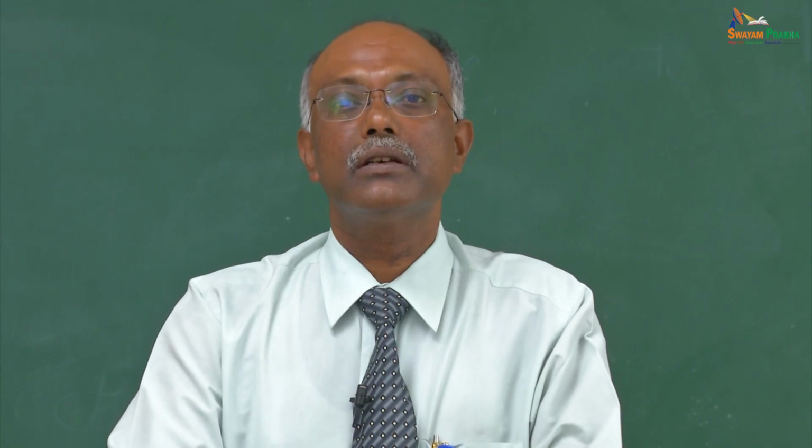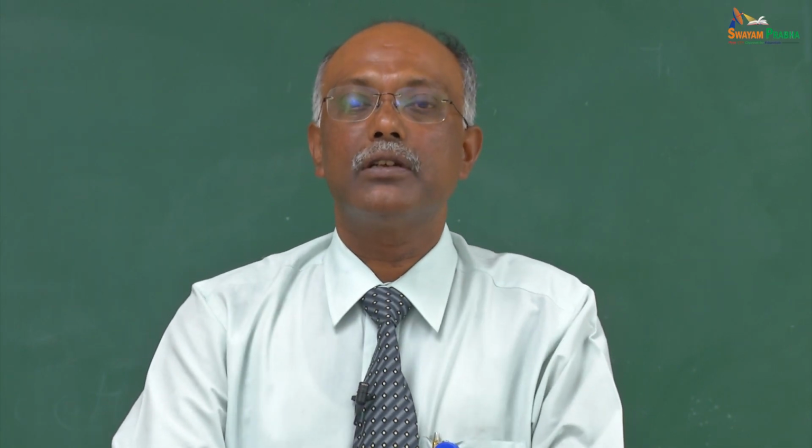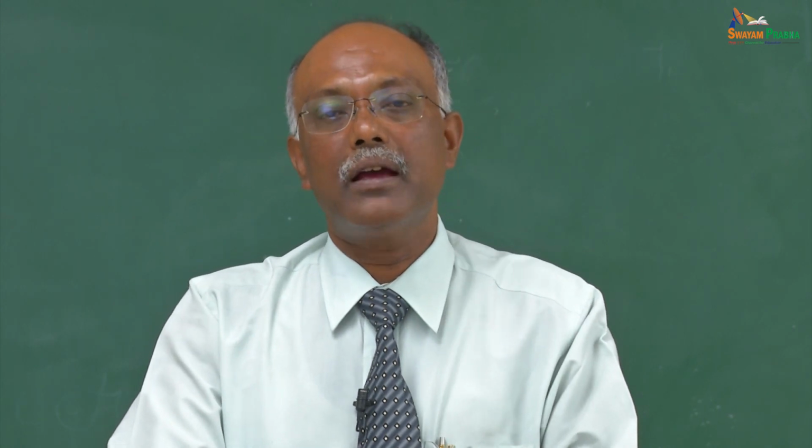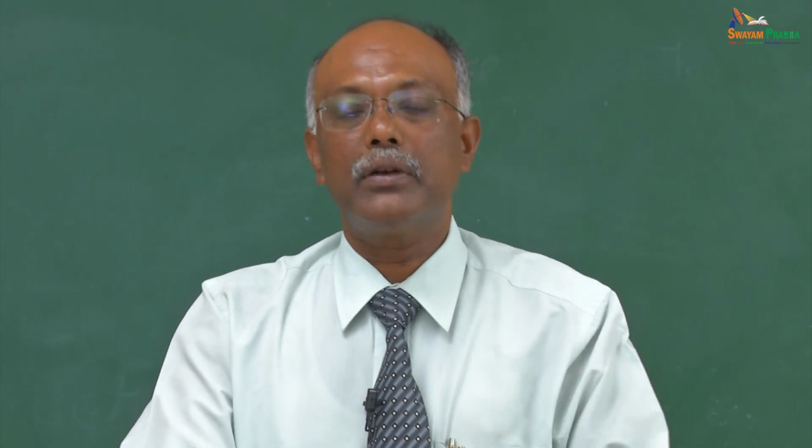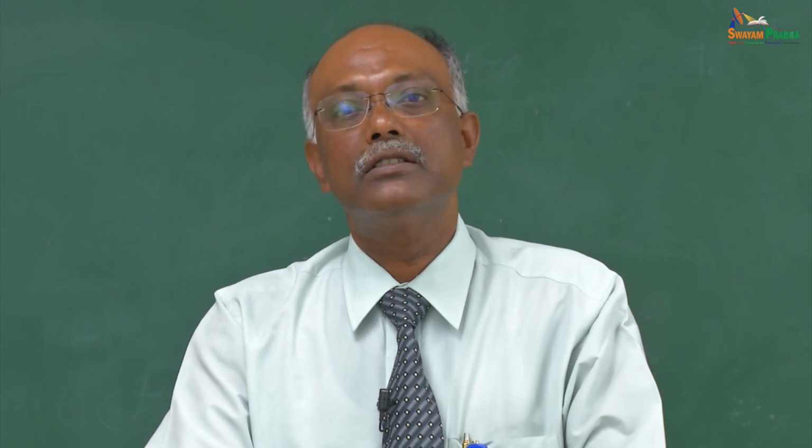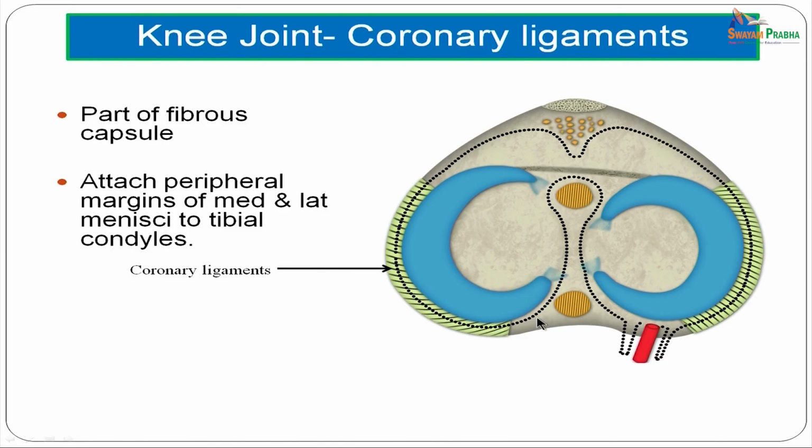So far, we have discussed two important intracapsular ligaments, which are the menisci and the cruciate ligaments. Now, let us go on and see the other intracapsular ligaments. The third intracapsular ligament is the coronary ligament, which attaches the peripheral margins of the medial and lateral menisci to the tibial condyles.